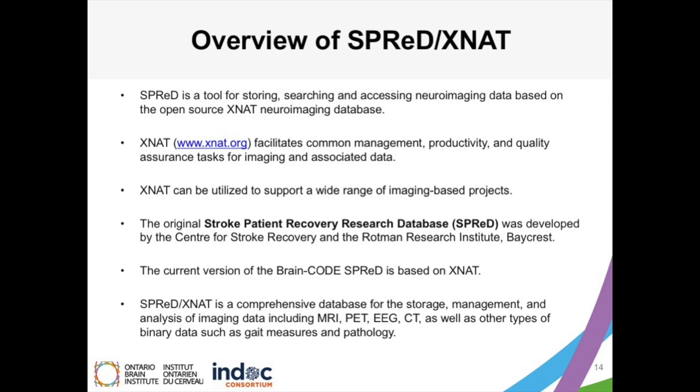The original stroke patient recovery research database, known as SPReD, was developed by the Center for Stroke Recovery and the Rotman Research Institute at Baycrest. The current version of the BrainCODE SPReD is based on XNAT. SPReD XNAT is a comprehensive database for the storage, management, and analysis of imaging data, including MRI, PET, EEG, CT, as well as other types of binary data such as gait measures and pathology.